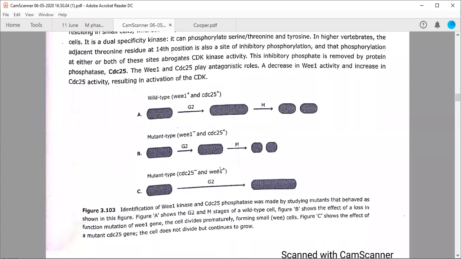So kinase will phosphorylate the inhibitory position so that the phosphatase is no more available to remove those particular phosphates. Your cell will not switch from G2 to M phase and continue to grow.